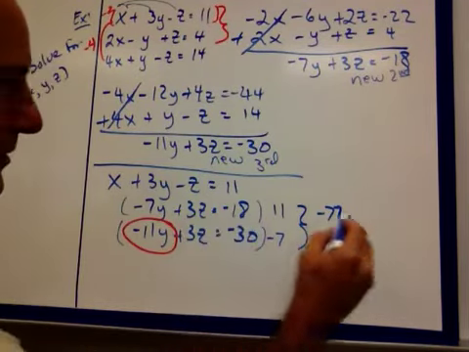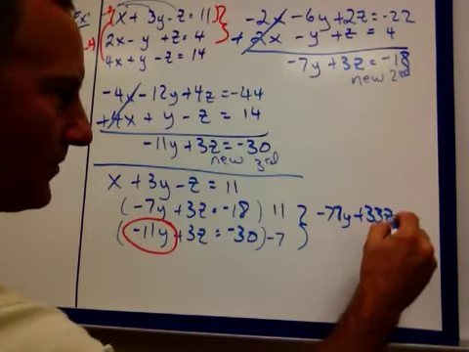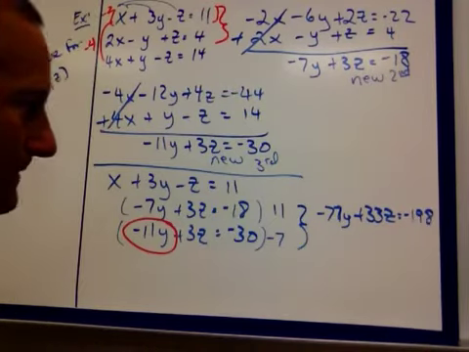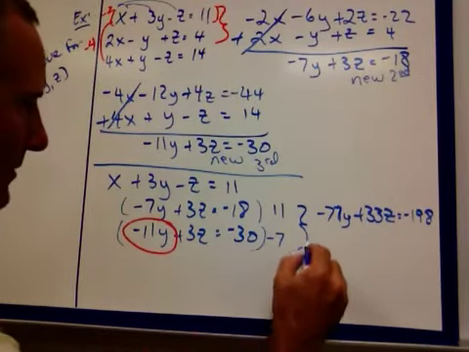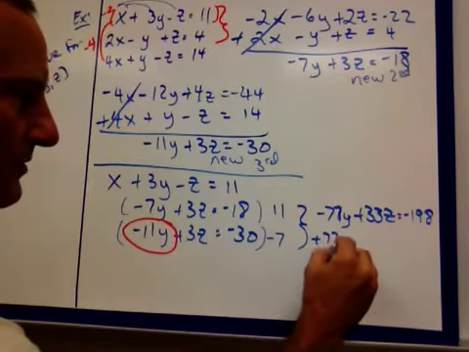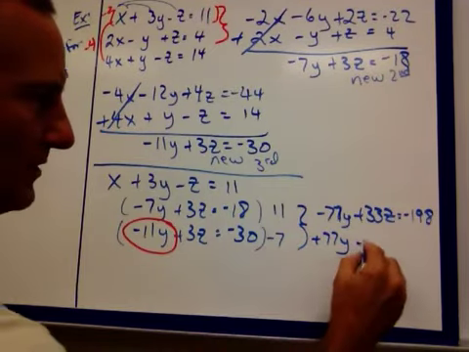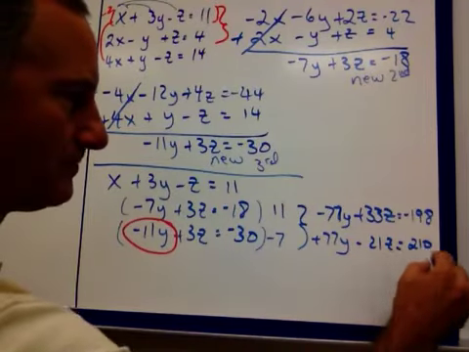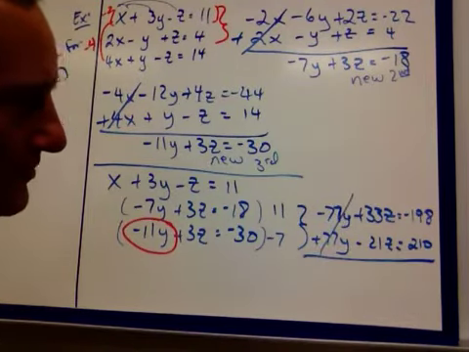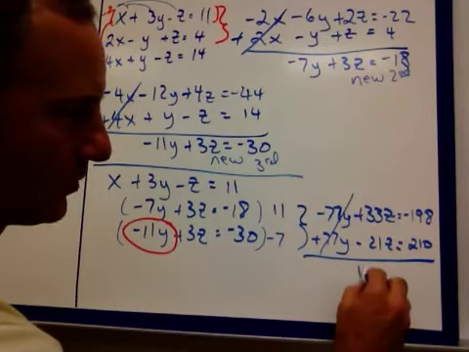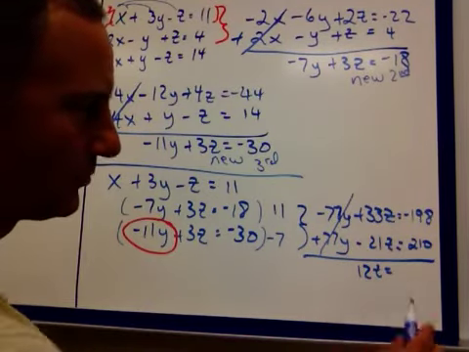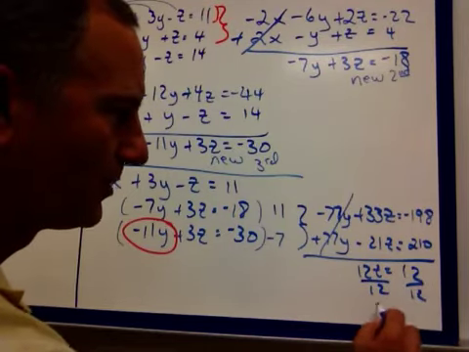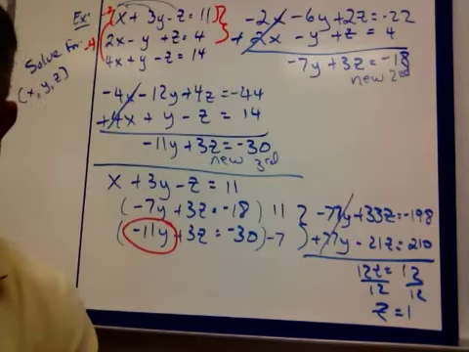Y, 11, that's going to be a plus 33z. And 11 times negative 18, that's going to be a negative 198. Okay? Negative 7 times a negative, that's going to give me a positive 77y. Minus 21z. And that's going to give me a positive 210. Add them up, boom, the y's are gone. I get 12z equal to 12. Divide out the 12. Z is equal to 1. Okay?